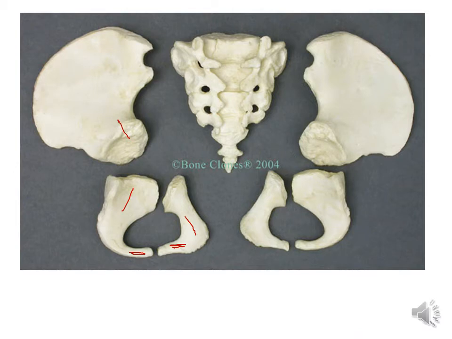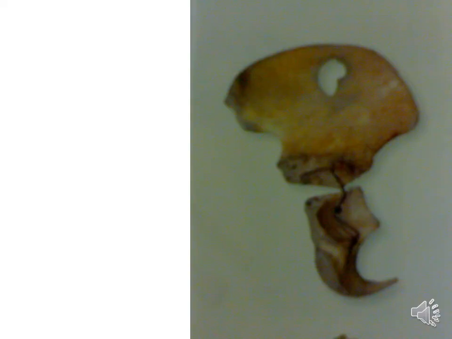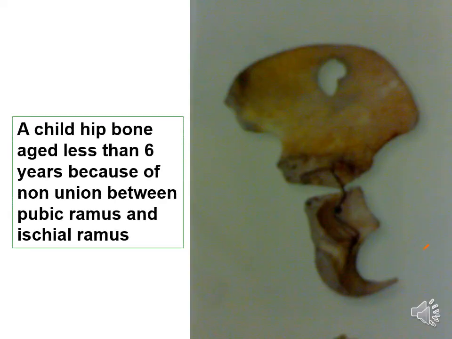Now, based on what we said in the previous slide, let's look at this hip. I can see here that the three bones of the hip are separated from each other. This bone looks ununited. Most of it is ununited. What is the first to occur? The union between the pubic ramus and the ischial ramus. So the question is, are they united? No. Here is the pubic ramus and here is the ischial ramus. They are clearly not united. So this is the pelvis of a child aged less than 6 years. No mentioning of the words if male. Same here. We have the child hip bone aged less than 6 years because of non-union between pubic ramus and ischial ramus.